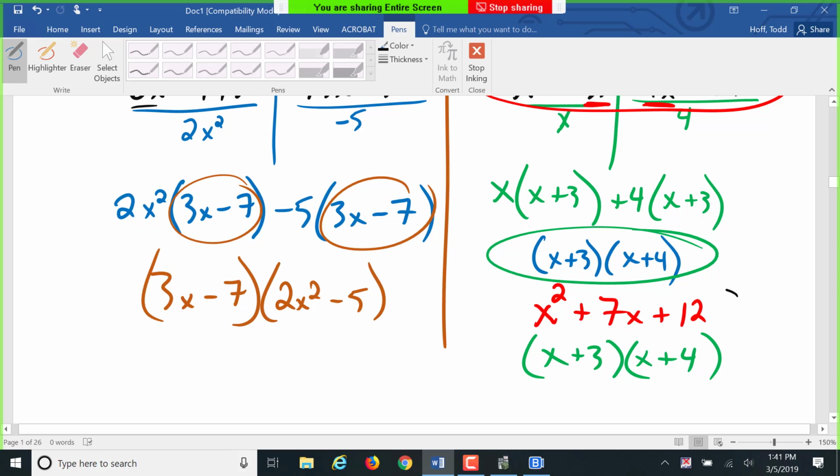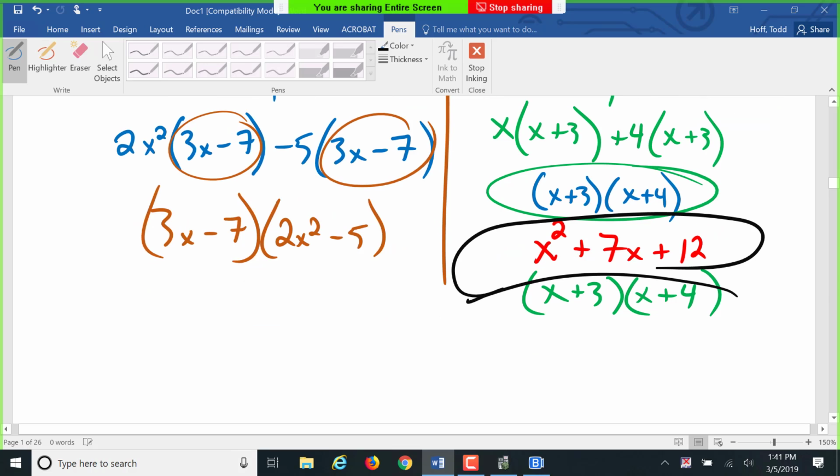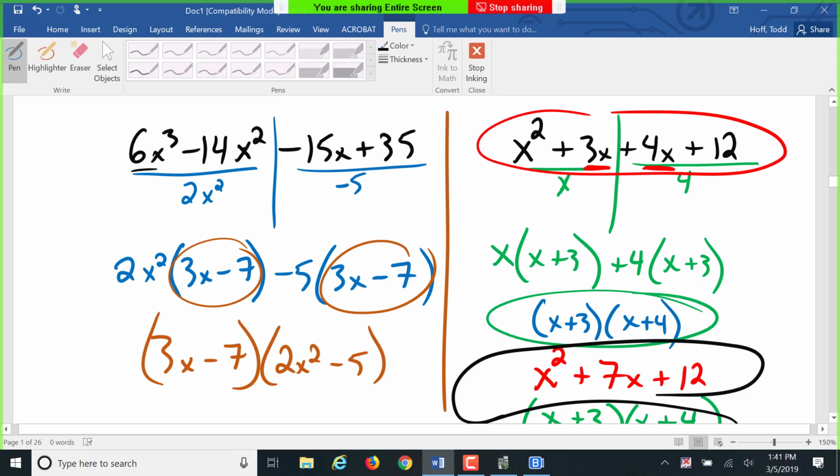The reason I'm showing this to you is sometimes we see these trinomials like this, and for some people it is easier, rather than trying to do this reverse multiplication, to split that middle term like this and use that grouping.